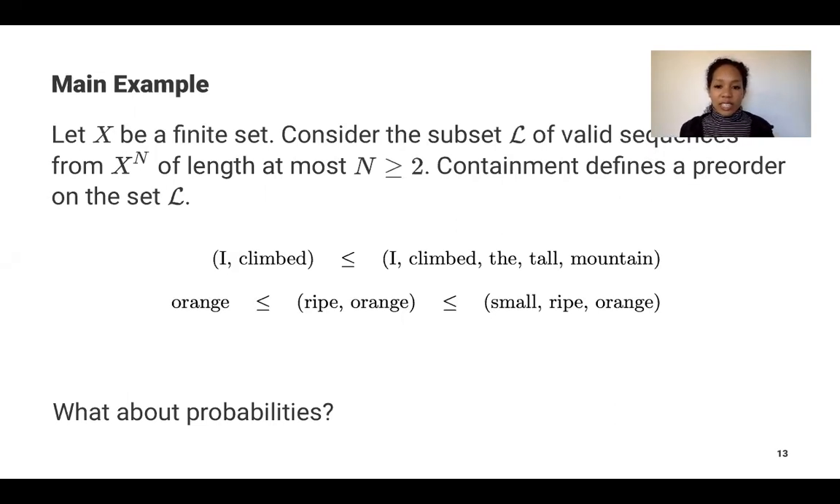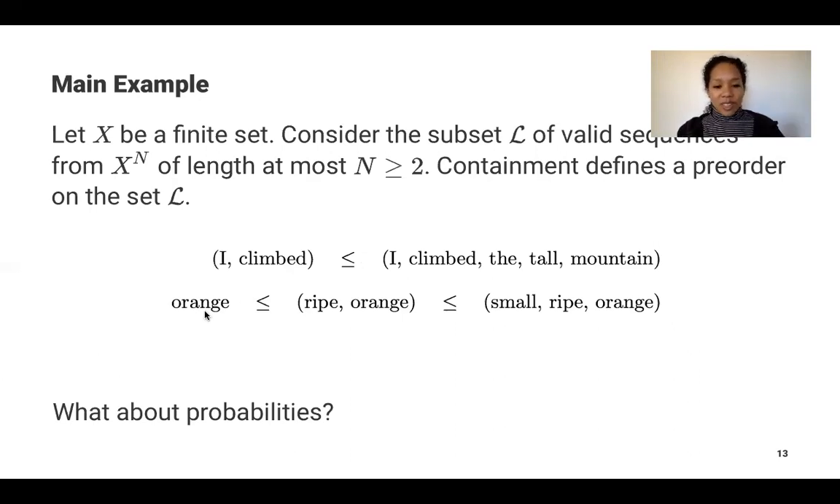So I have these sequences, and I can compare them by subsequence containment, so subsequence of consecutive words, and then look at containment of that. So, "I climbed" is a sequence of length 2, and it sits inside "I climbed the tall mountain," a sequence of length 5.